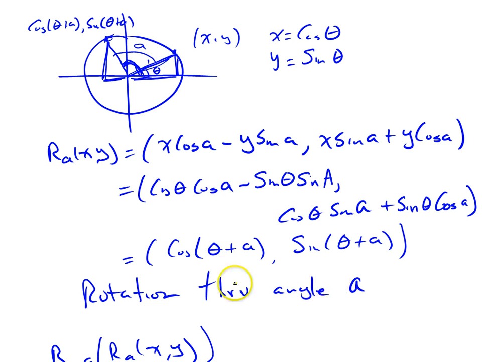So the point that I end up with is cosine of this angle, comma, sine of the same angle, which means that that point right up here on the unit circle has coordinates cos(theta plus A), sine(theta plus A). So what's happened is we've taken this point (x, y) and rotated it through an angle A to get to this point. We just added A onto the angle that we had before. Okay. So this is rotation through an angle of A.